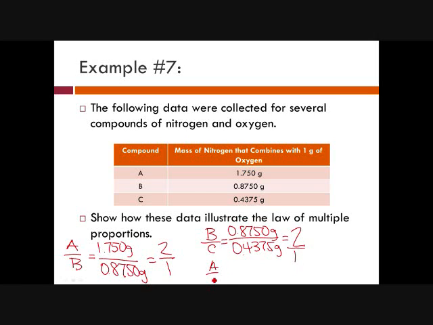If we take A, 1.750, divided by 0.4375, is it 4? Yes. These ratio numbers are what Dalton used to help prove that the ratio of the masses can always be reduced. If they have the same elements in them, then you can apply, what is that property in math class, if A plus B equals C, and so on? The transitive property. Thank you. Kind of like that.